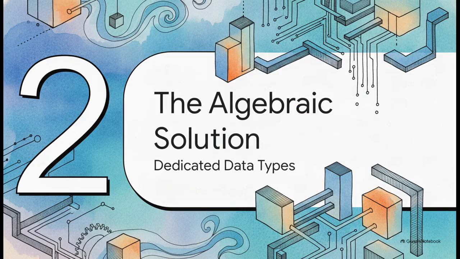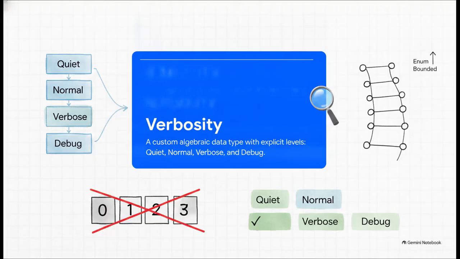Moving on to Section 2. The algebraic solution. So to fix this structural fragility, we need to ditch the raw integers. Instead, we define a custom algebraic data type called Verbosity. And rather than relying on 0, 1, 2, or 3, we literally spell out the explicit levels: Quiet, Normal, Verbose, and Debug. And because this custom type derives properties like Enum and Bounded, we instantly get these clearly labeled options scaling sequentially from least to most verbose. We're literally baking the actual meaning straight into the type itself.